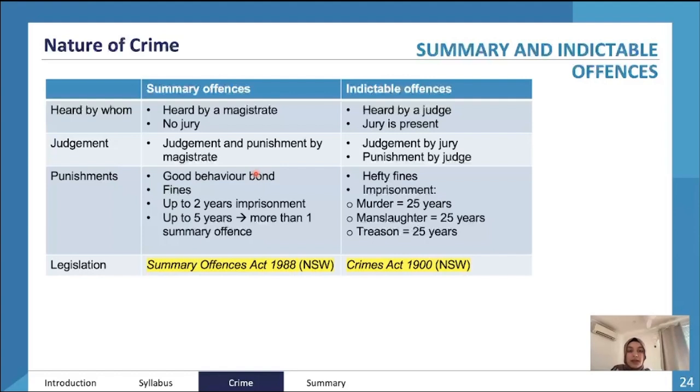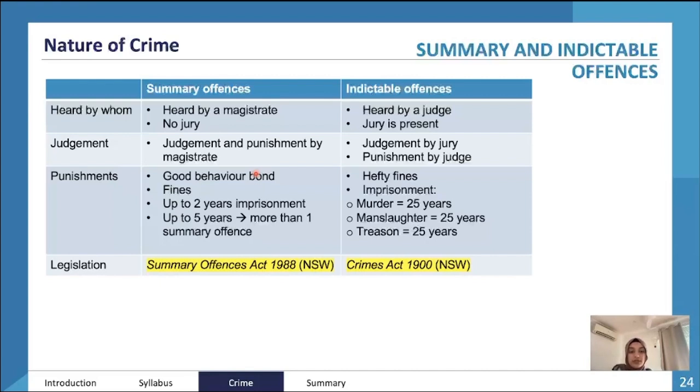The judgment and punishment for summary offences will be passed on by the magistrate, because again, there's no jury. If you are aware of how the decision-making system works, then you would know that for indictable offences, the judgment is made by the jury and the punishment is made by the judge. The verdict of guilty or not guilty will be determined by the jury. If the jury decides there is a guilty verdict, the judge will decide the sentencing or punishment that person will face.